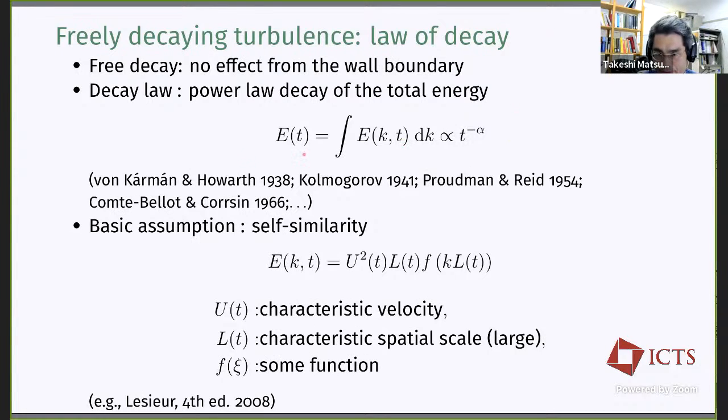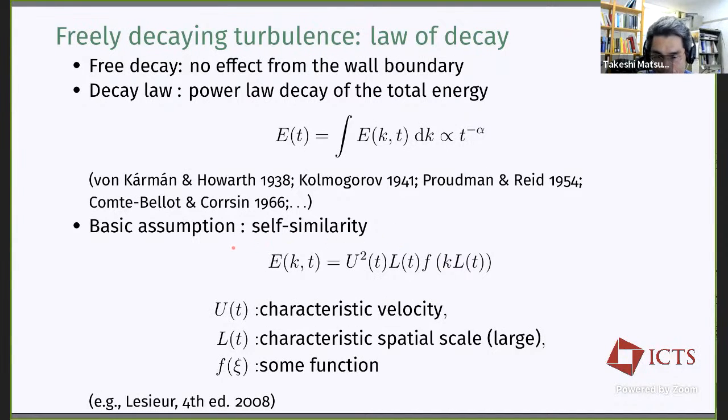So this is the total energy as a function of time. It is the integral over wave number of the energy spectrum as a function of k, where k is the wave number and t is the time. The experimental fact tells us that the time dependence of the decrease of the energy is a power law. So the question is how one can understand this power law exponent from the initial condition or boundary condition or other settings. It has a very long history from Kármán, Howarth, Kolmogorov, Proudman, Reid, Comte-Bellot, Corrsin, and many others. So this is the classical setting of the problem of decaying turbulence.